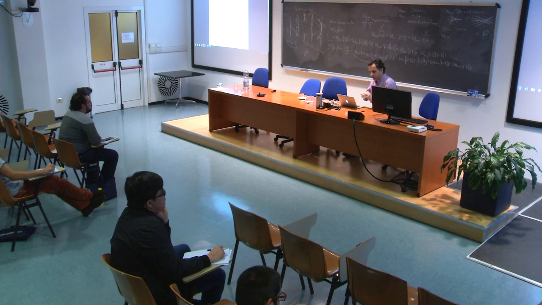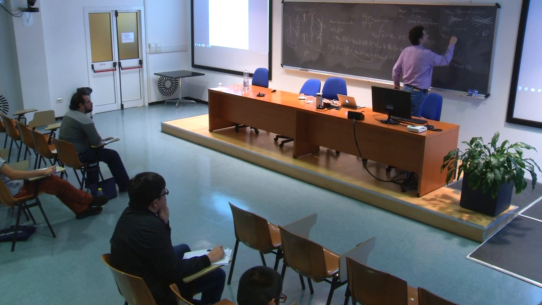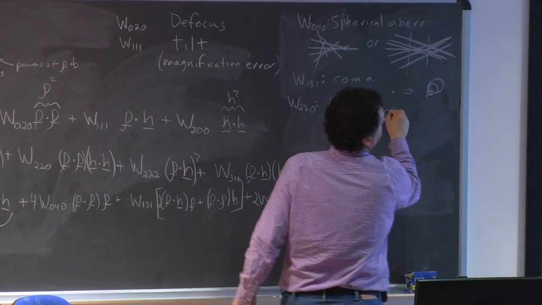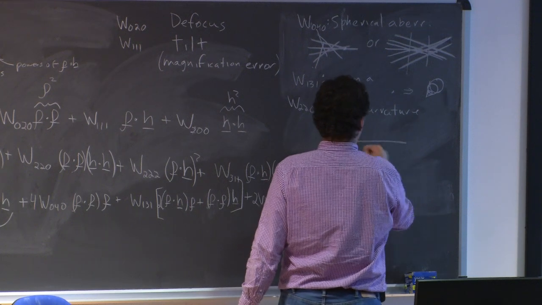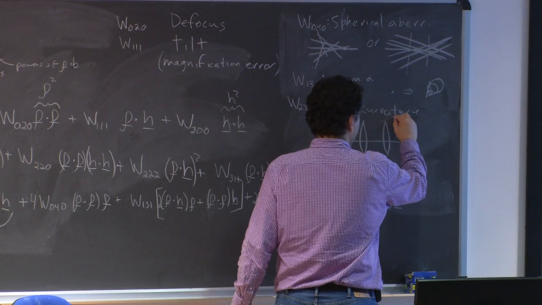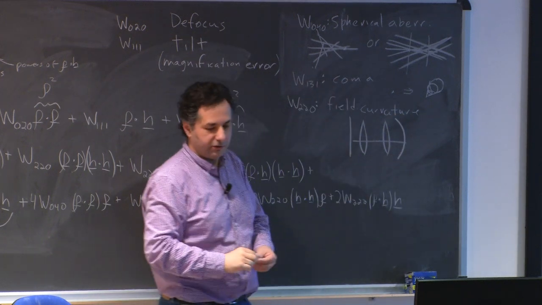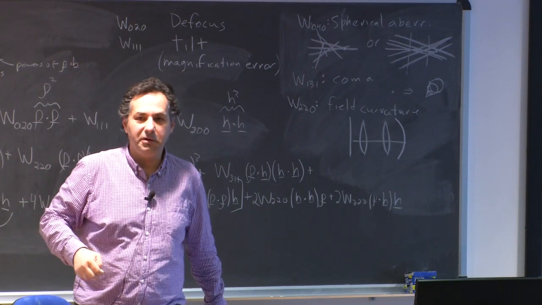So let's look at, I should write here. So this field curvature. So we start with this, we have our imaging system, and this images onto a surface like this rather than to a flat surface. You have a question? Okay.